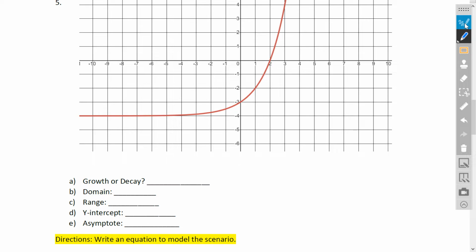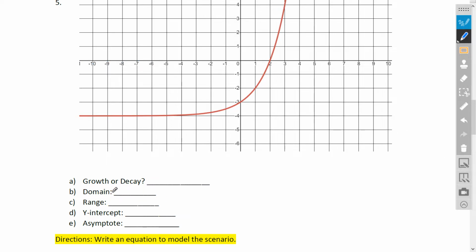Okay, so for number 5, we are looking to answer a couple of questions about this exponential function here. The right-hand side is going up, so this is of course growth. The domain is all real numbers, okay? Because remember the domain tells us what available x values we have. So we can see if we continue this graph to the left and we continue it to the right, every x value shows up, -8, -7, -6. So we measure it from the left side to the right side. So the left side is negative infinity, the right side is positive infinity, so we say the domain is from negative infinity to positive infinity.